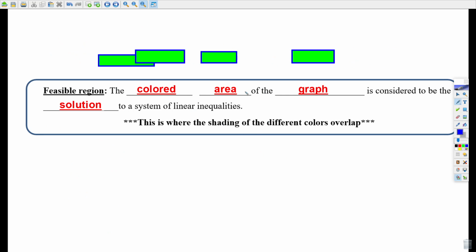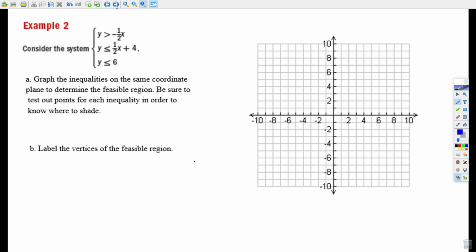So I'll go back to this now. When I say the colored area, it's actually the final place where they overlap. So this is where the shading of the different colors overlap. But normally, whenever you see a finished one, it will only be shaded in one spot, and that is considered the feasible region. In other words, this is like your solution, right? Same thing. Feasible region.